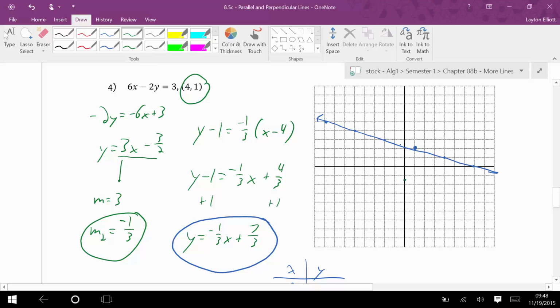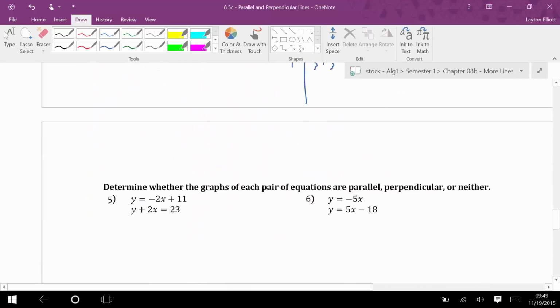And now I'm going to graph the original one just to confirm that we do have a perpendicular line. Negative 3/2 is right here. Up 3 over 1, up 3 over 1, up 3 over 1. Down 3, left 1, down 3, left 1. So not some easy points to graph, but we can still do it. And we can see that yes, those are right angles to each other. So my equation looks good.